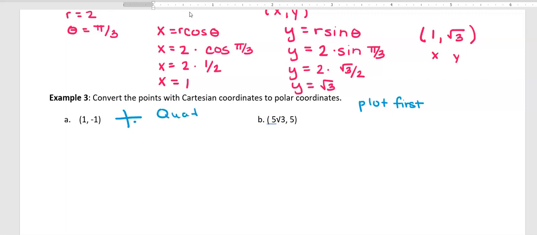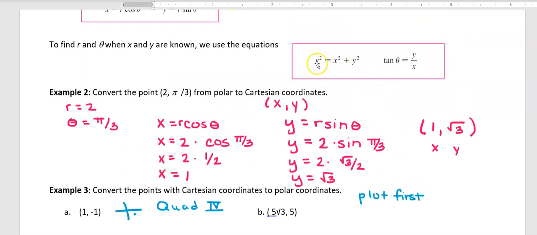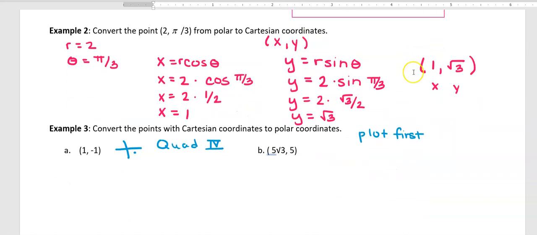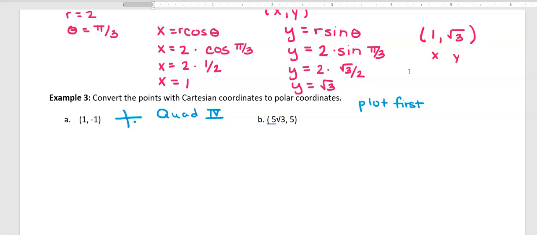So quadrant 4. And the reason you want to do that is when you're dealing with angles for your theta, when you go into polar, it's nice to know what quadrant you're in because sometimes you need that as a reference. So the two equations that we'll use to help us are the Pythagorean theorem one, r squared equals x squared plus y squared, and then the tangent, which is tangent of theta is equal to y over x. So we'll start with our r to determine what our r value is.